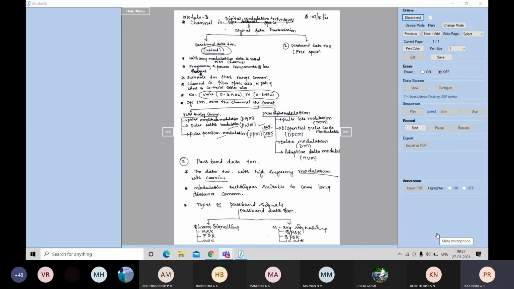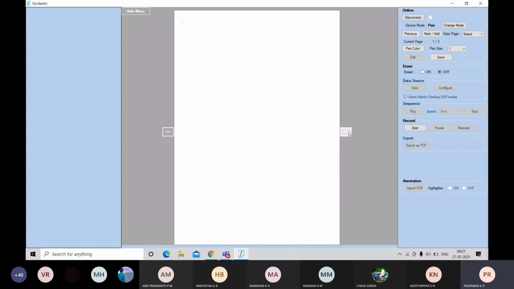Okay, these are the main differences. The next difference is the channel is free space. Okay. Now, what are the advantages of passband data transmission?